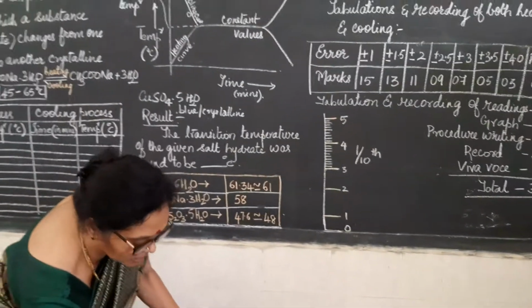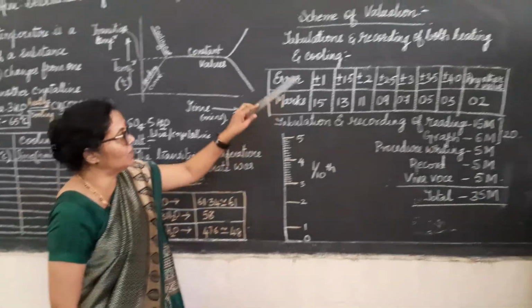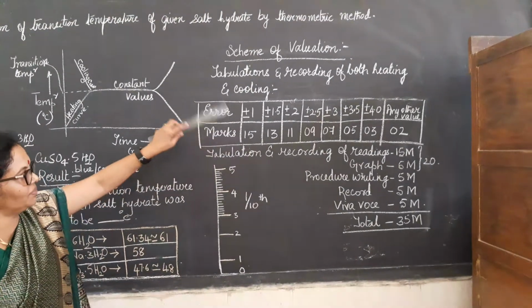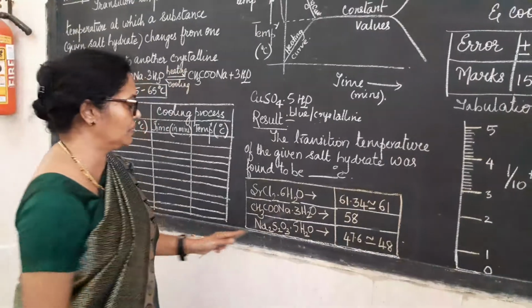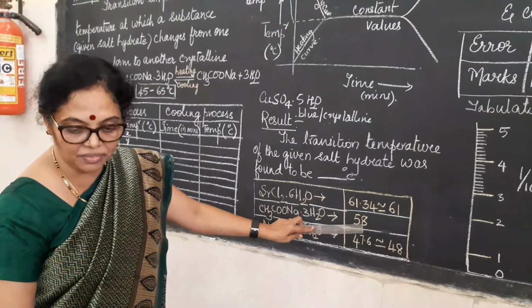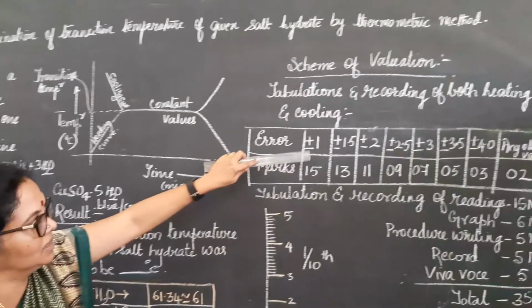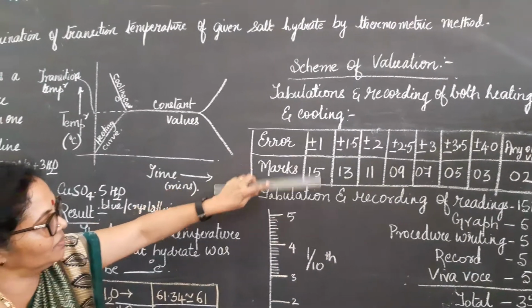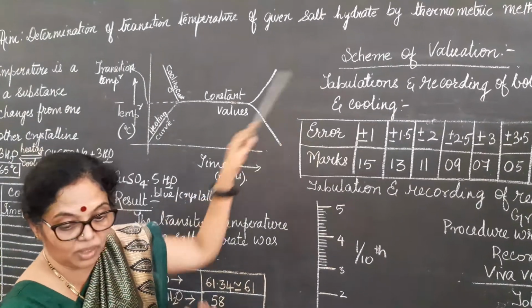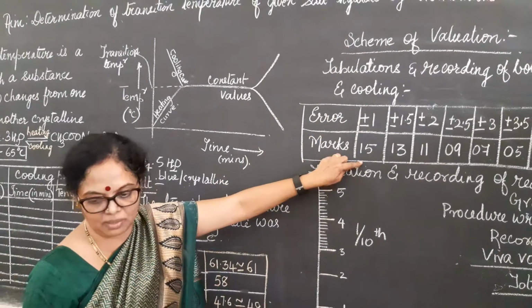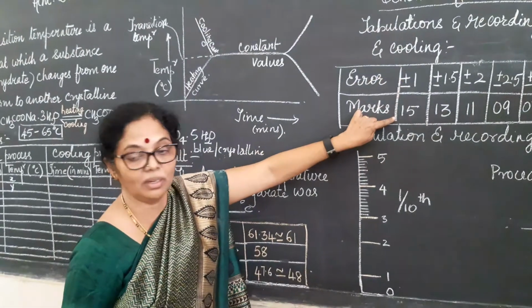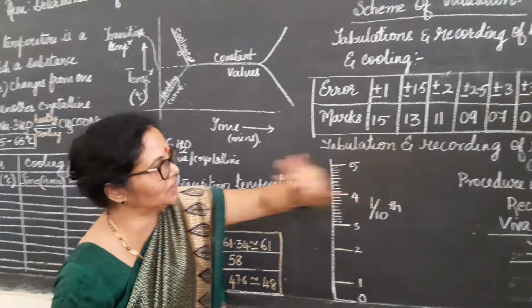So, depending on how you get your values, you are evaluated. What is the expected value for sodium acetate? 58. How much have we got? We have got 59. So, if the difference between what I have got and what is expected is plus or minus 1, I get full 15 marks. So, since I have got 59 here and the expected is 58, the difference is 1, I get full 15 marks. 5 marks for the graph.